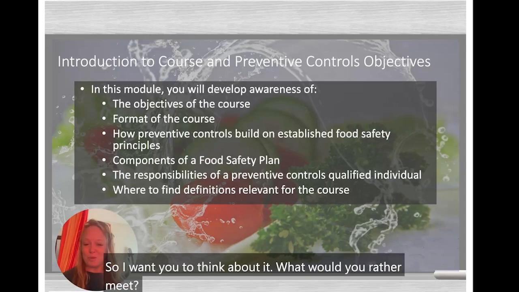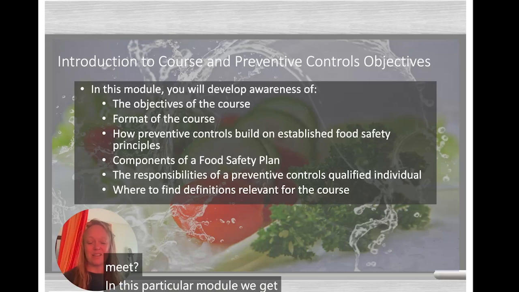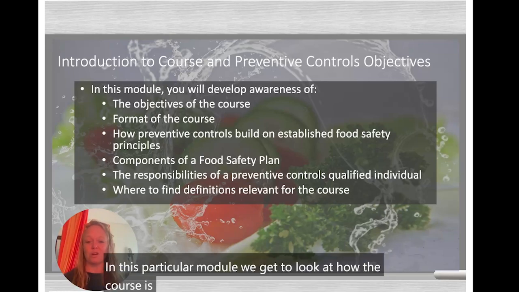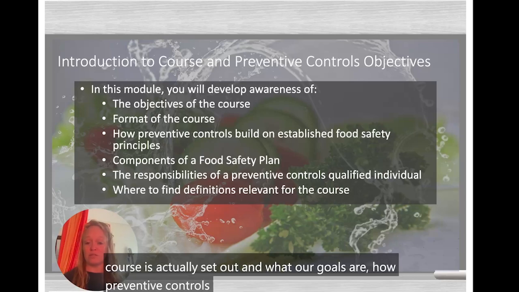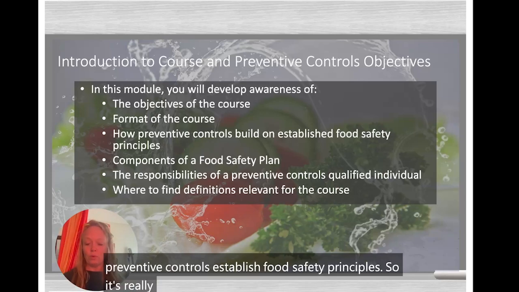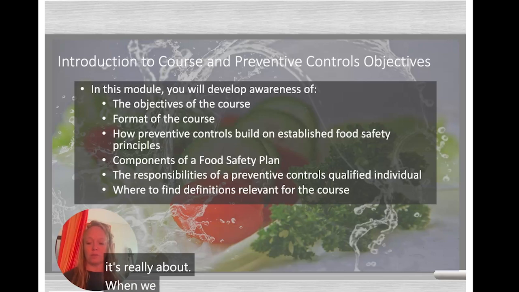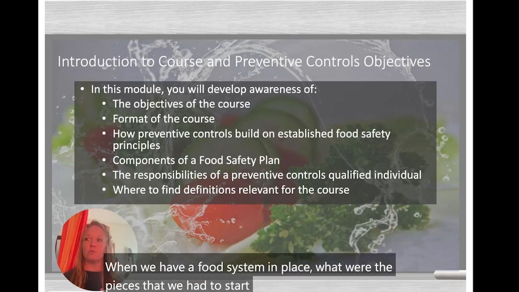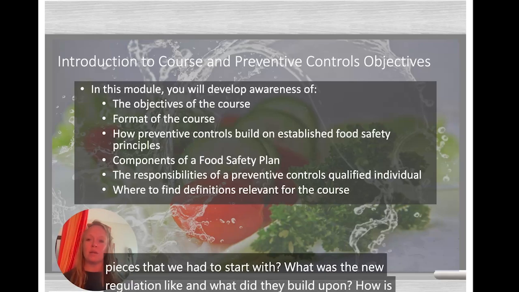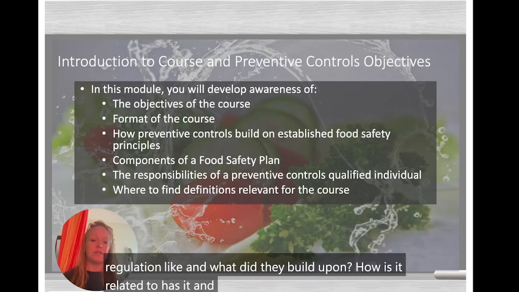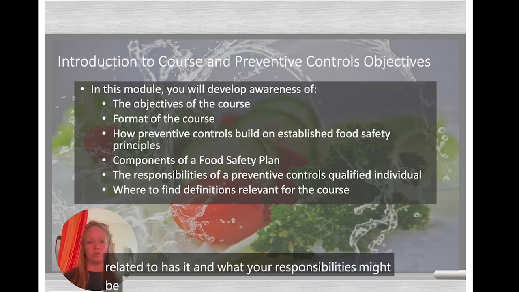In this particular module, we get to look at how the course is actually set out and what our goals are, how preventive controls establish food safety principles. So it's really about when we have a food system in place, what were the pieces that we had to start with? What was the new regulation like, and what did they build upon? How is it related to HACCP? And what your responsibilities might be as a preventive controls qualified individual.